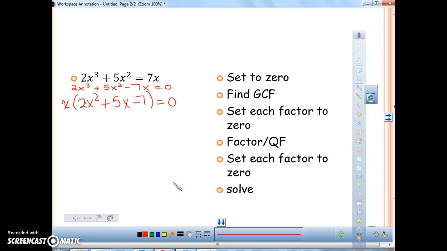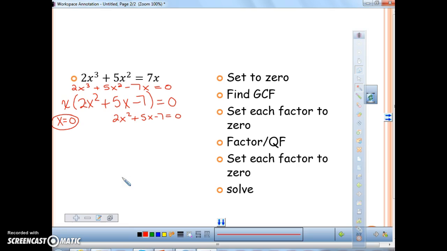So we're going to set each factor to 0. And yes, this x out in front does count as a factor. Then what's in parentheses counts as a factor. So there's one answer. How many answers are we supposed to get in this problem? How do you know it's supposed to be 3? Right, the degree is 3, the highest exponent.